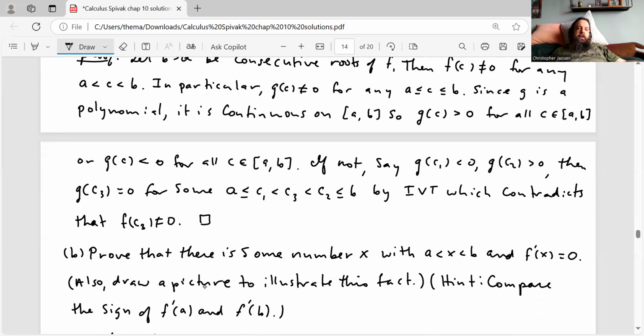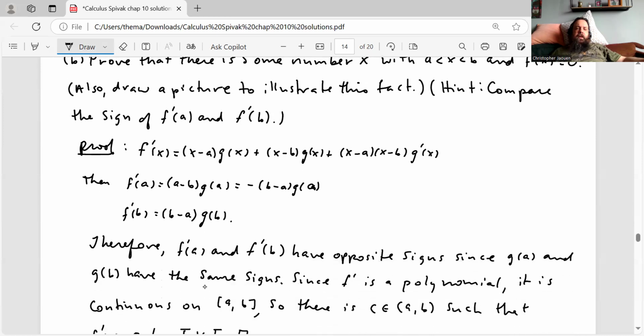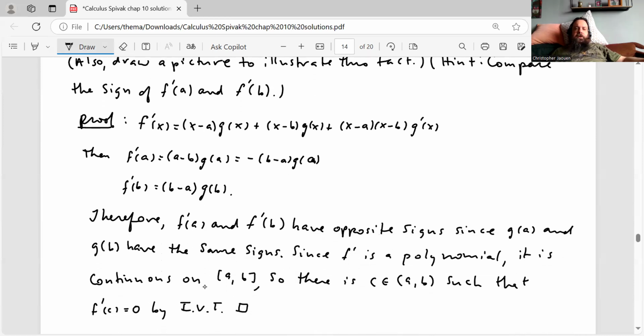All right, and then part B, prove that there is some number x with x between a and b and f prime of x equals 0. Spivak says to draw a picture. I didn't draw the picture, but he also gives a hint here. Compare the sign of f prime of a and f prime of b. Here's the proof. f prime of x is equal to this expression here by the product rule.